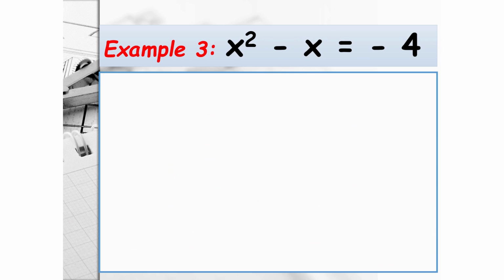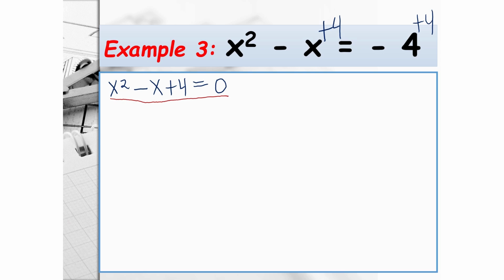Example number 3, x squared minus x equals negative 4. So, arrange in standard form dahil may negative 4 on the right side. Para makancel ito, ang ka-opposite ay positive 4. So, add 4 on both sides of the equation. So, x squared minus x plus 4 is equal to yung negative 4 plus 4 on the right side ay 0 na. So, this is already the standard form.